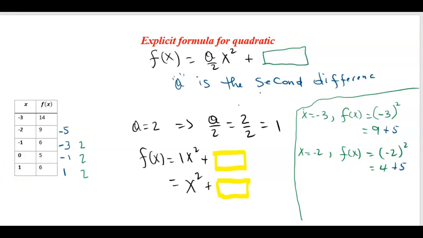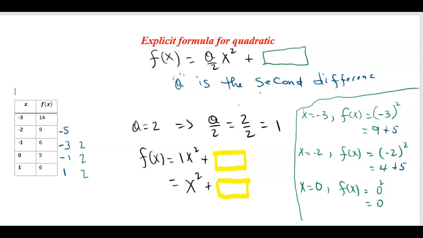If x equals 0, then I would expect f of x to be 0 squared. And 0 squared is 0.